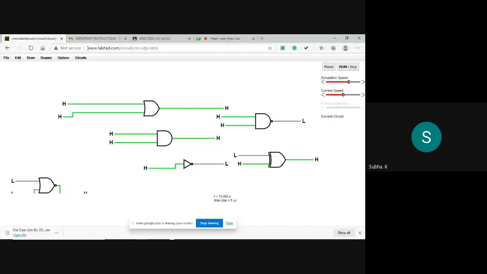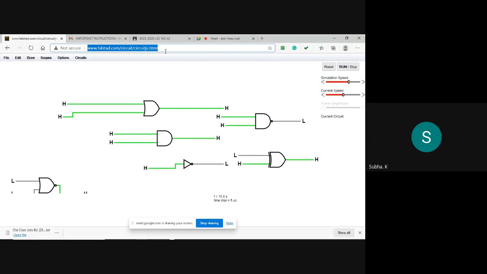Okay, so I'll start presenting the screen. Are you all able to see the website? Yes, ma'am. www.polestar.com/circuit/circuit.js.html. You know this link, isn't it? Yes, ma'am. Everyone knows.